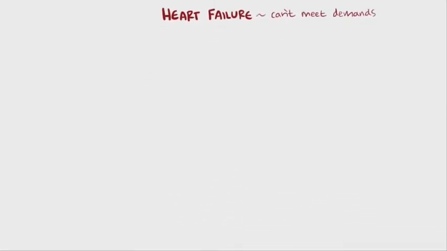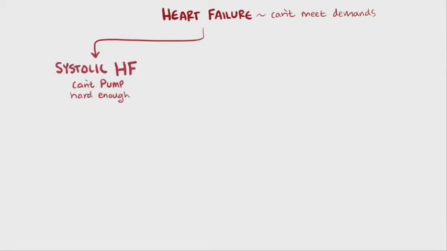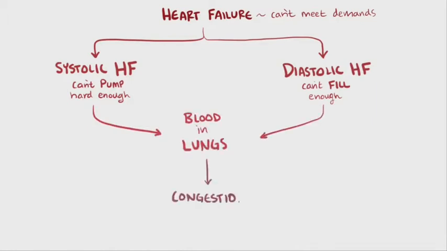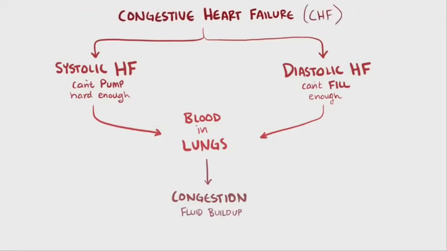Heart failure is used to describe a point at which the heart can't supply enough blood to meet the body's demands. And this can happen in two ways. Either the heart's ventricles can't pump hard enough during systole, called systolic heart failure, or not enough blood fills into the ventricles during diastole, called diastolic heart failure. In both cases, blood backs up into the lungs, causing congestion or fluid buildup, which is why it's also often known as congestive heart failure, or just CHF.